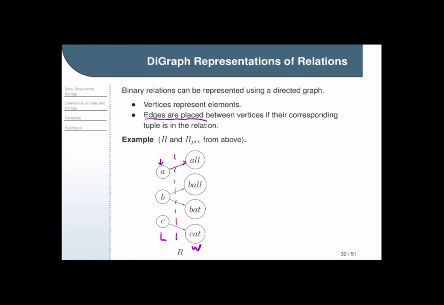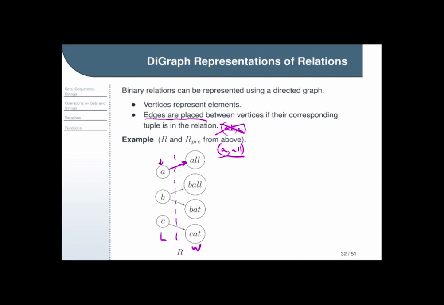And this is directed because we have A is related to all, A all, but remember tuples have order, so A all is not the same as all A, and in fact those are not related. So that would not be in the relation, and that's why the arrow goes this direction and it does not go back the other direction.